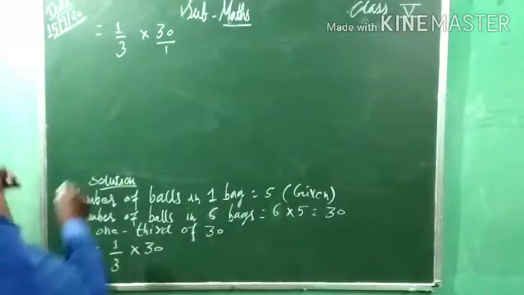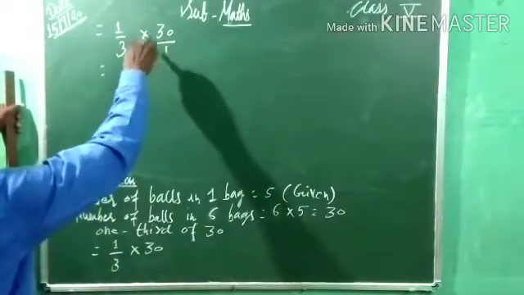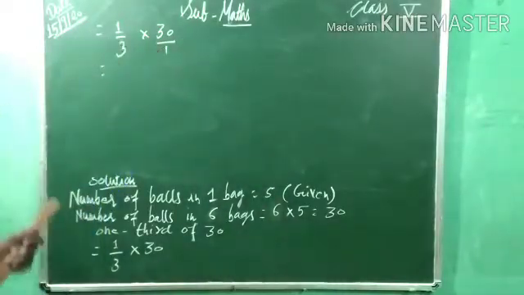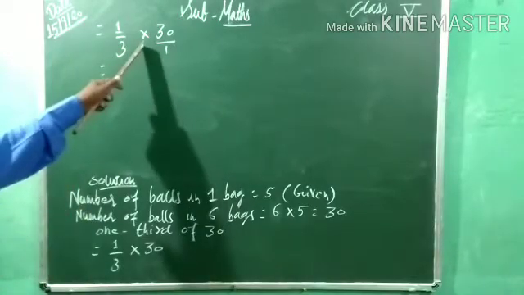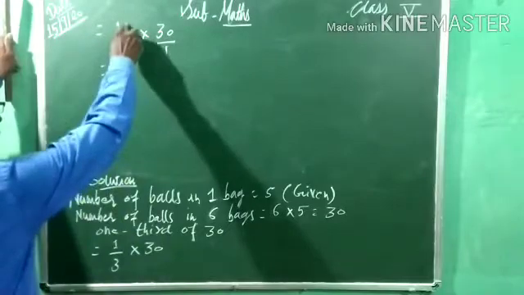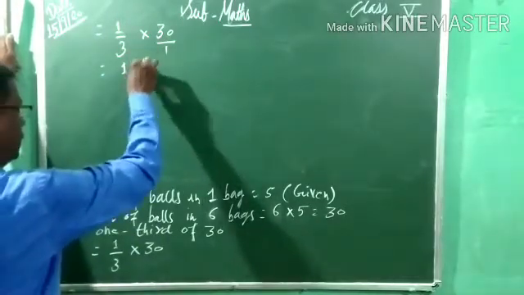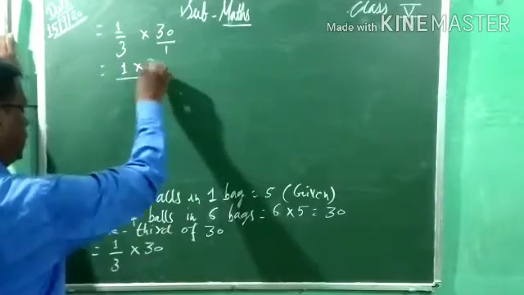Okay, for our convenience. Now a by b into c by d. Here no need of taking the reciprocal. Where do we have to take the reciprocal? When the divide sign is given. At that time only we have to take the reciprocal. Otherwise not. Now 1 into 30. What do we have to do? a by b into c by d. 1 into 30 divided by 3 into 1.